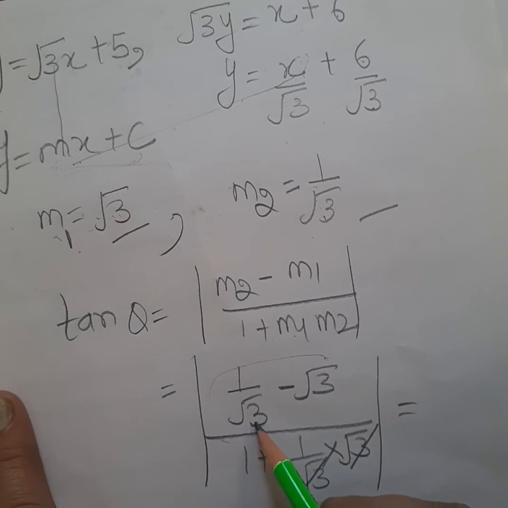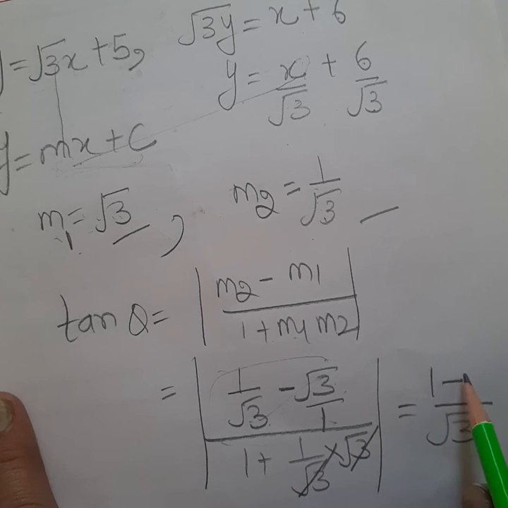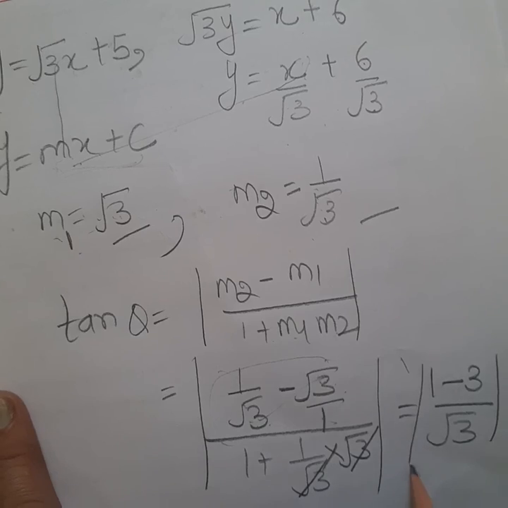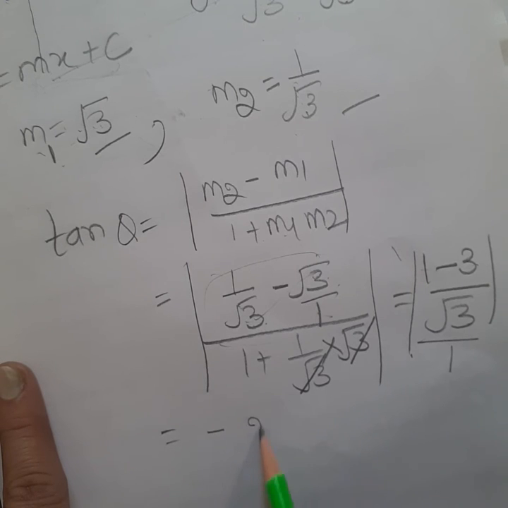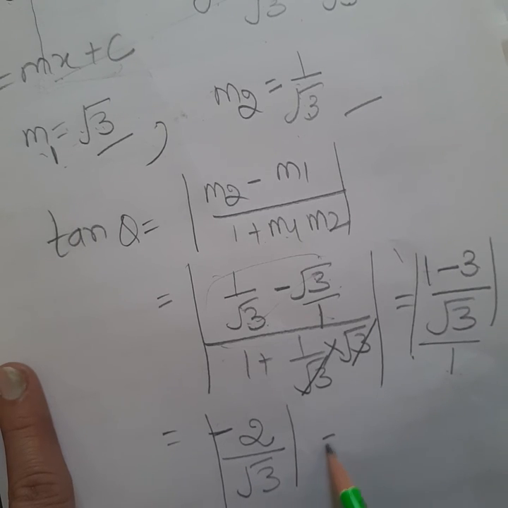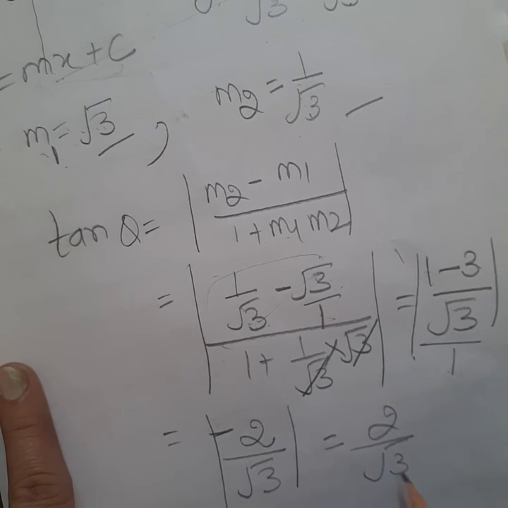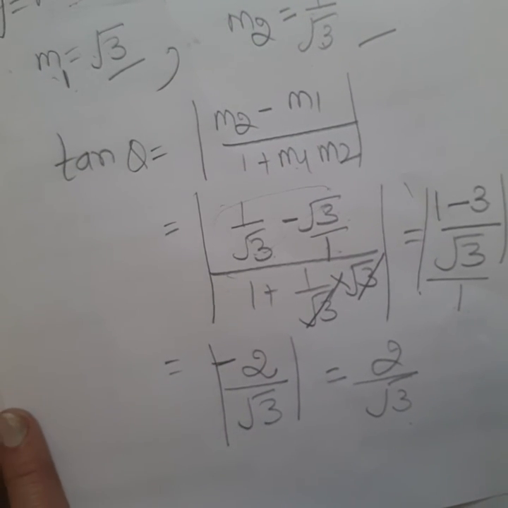You have to solve it, and you can take the LCM. LCM is root 3, you can see here, and by cross multiply we get 1 minus 3, because root 3 squared is 3. So in this way we get the LCM, and upon 1, and 1 minus 3 is minus 2, so you get only minus 2 upon root 3, because if we have 1 in the denominator, then we need not write it here. Now after taking the mod, you get only 2 by root 3. You may write here the sign of plus minus.